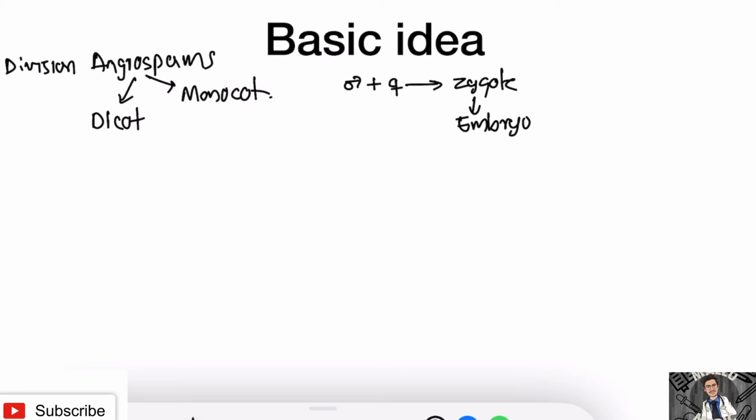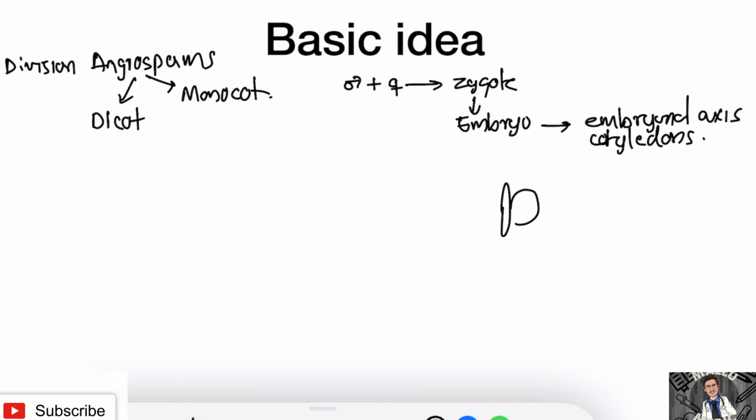So, what happens thereafter? The embryo develops to form an embryonal axis, and it also forms cotyledons. So what do we understand from here? So we have an embryonal axis, and if it is a dicot, then we have dicotyledons. So these cotyledons are the future leaves. They are the future leaves. These are the cotyledons. They are the leaflets of the embryo.